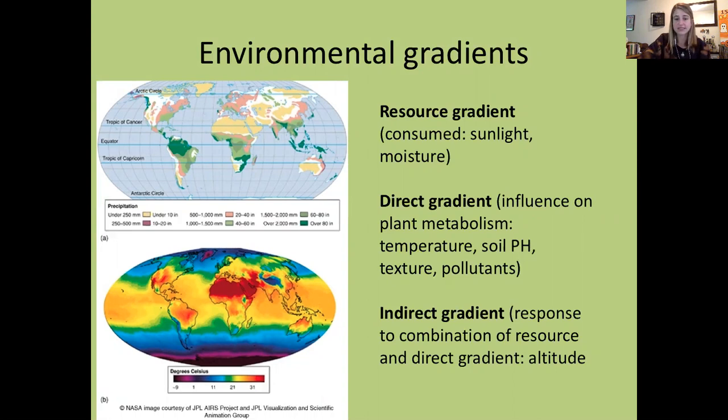And lastly, there's an indirect gradient, which is a combination of the resource and direct gradient. An example is altitude. So if you're a plant at a really high altitude, but you have a lot of soil moisture and it's kind of cool in temperature, you might grow really well compared to if you were on a really high altitude with low soil moisture and a really hot temperature. So it's kind of a response of the other two.